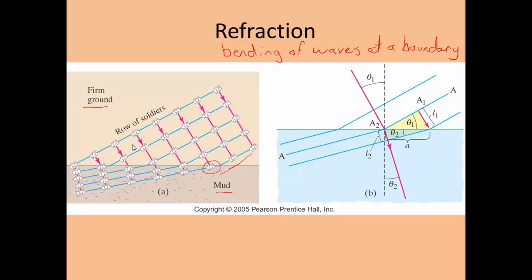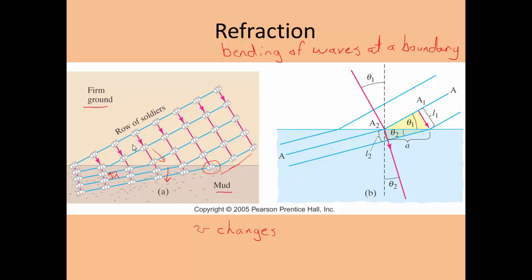Every single one of these soldiers will have to slow down when they get to the mud because it's harder to travel through. So the result is that the distance between each wave front, or the wavelength, is going to decrease, as is the direction going to change. So the direction changes and the wavelength changes. Well, if that's happening, then we must also have a change in speed. So refraction, the bending of a wave at a boundary, causes the speed to change. Frequency is not changing because the source, the energy the soldier is putting in, is staying the same.